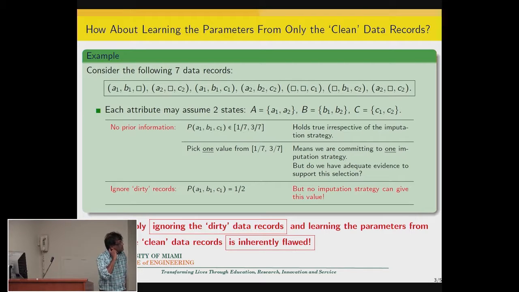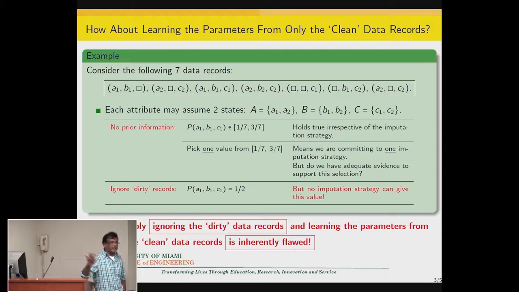One of the strategies you might think of is, okay, let's just use only the clean data. Any dirty data records that you have, you just throw out and try to learn the parameters from the clean data. I'm going to claim here that that particular procedure is inherently flawed. Here we have a very simple example of 7 data records, and each data record has 3 attributes, A, B, and C. Let's assume that A, B, and C can take 2 values.